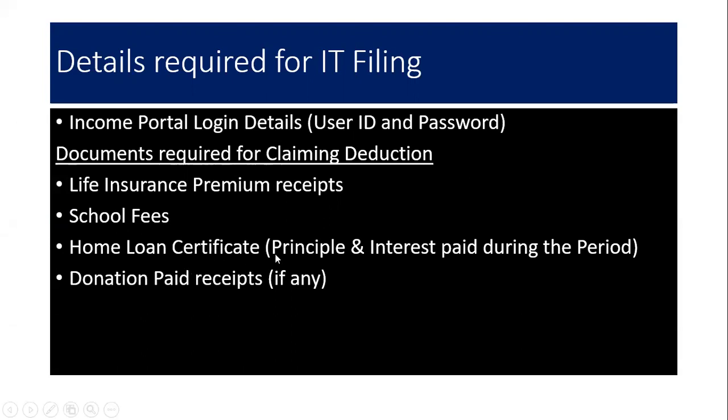And the home loan certificate. About 90% of salaried employees are locked into a home loan now. Everyone would have taken a home loan, so better you get the home loan certificate from the banker. That certificate should have two details: principal and interest paid. Principal will be eligible to claim under 80C, and interest paid will be claimed under income from house property. So this is the main important document for claiming the deduction.